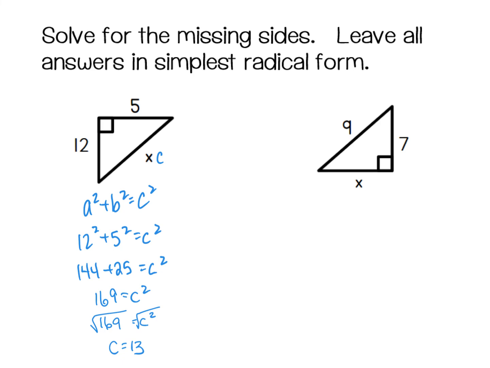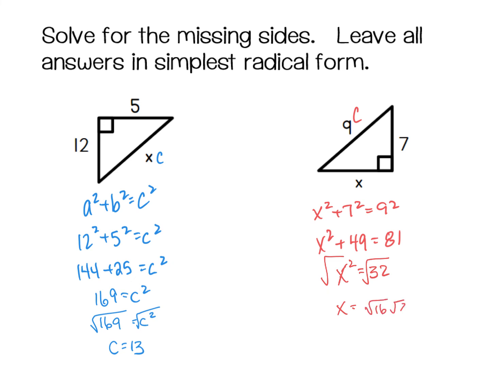Let's look at the next one. So I have x squared plus 7 squared equals 9 squared. Keep in mind 9 is my c value, that's my hypotenuse. So I have x squared plus 49 equals 81. I need to subtract 49 from both sides. If I subtract 49 from both sides, I'm going to get x squared equals 32. So now I need to take the square root of both sides. So x is going to equal, I need to break this down, 16 times 2. The square root of 16 is 4. So my answer here is 4 radical 2. And that's exactly how I want you to leave your answer.